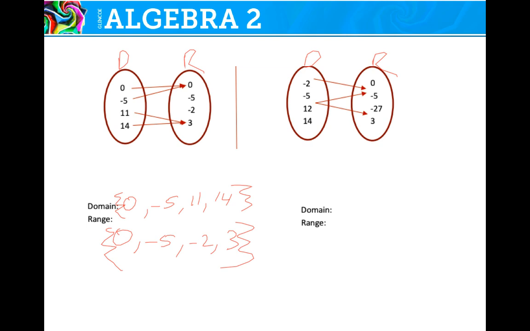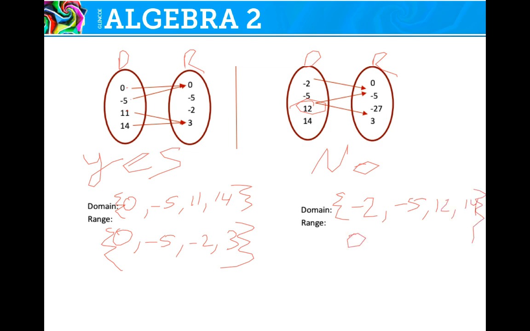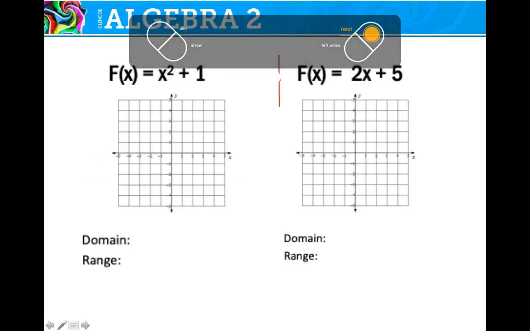And this one, again, 0, one partner, -5, one partner, 11, one partner, 14, one partner. So yes, that's a function. Over here, I've got 12 is an issue. 12 is paired up with two different values, so this is a no. I do write the domain: -2, -5, 12, and 14. They're all there, okay? And then I've got 0, -5, -27, and 3. So the issue is the double coming out of here. These ones are all okay because there's only one line coming away from each of them. I think that's the easiest place to see whether or not something is a function.